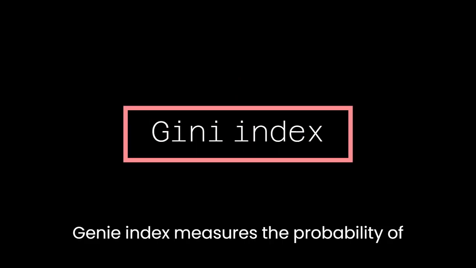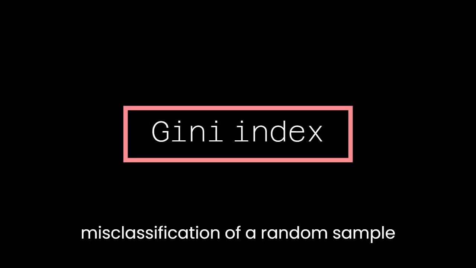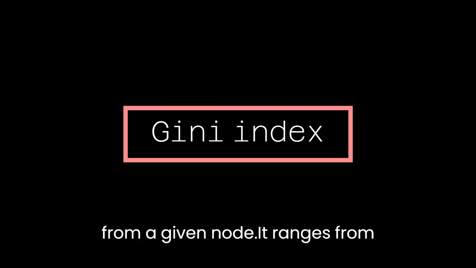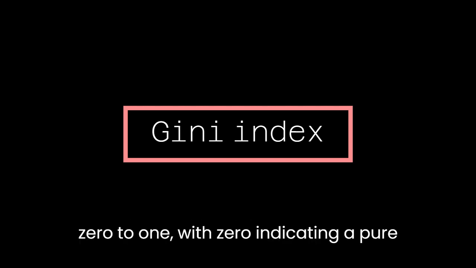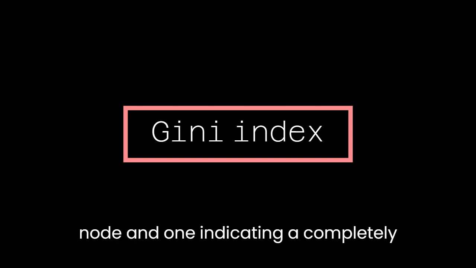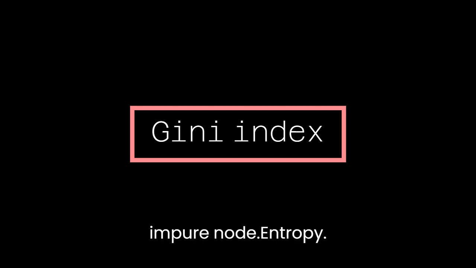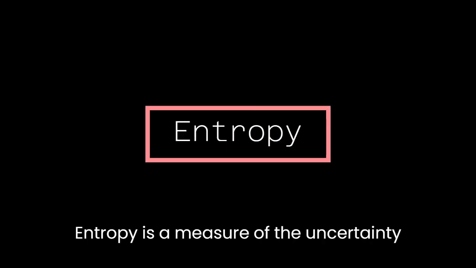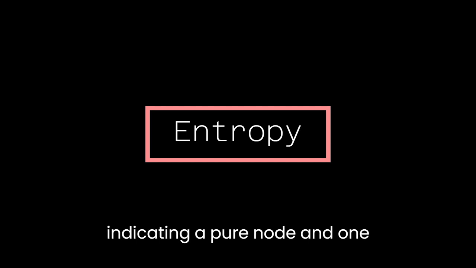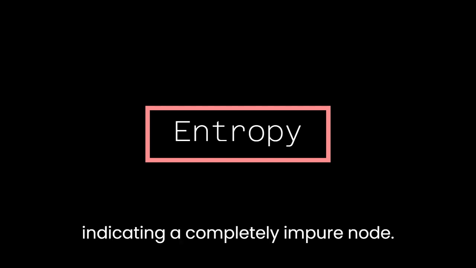The Gini index measures the probability of misclassification of a random sample from a given node. It ranges from 0 to 1, with 0 indicating a pure node and 1 indicating a completely impure node. Entropy. Entropy is a measure of the uncertainty or randomness in a node. It ranges from 0 to 1, with 0 indicating a pure node and 1 indicating a completely impure node.